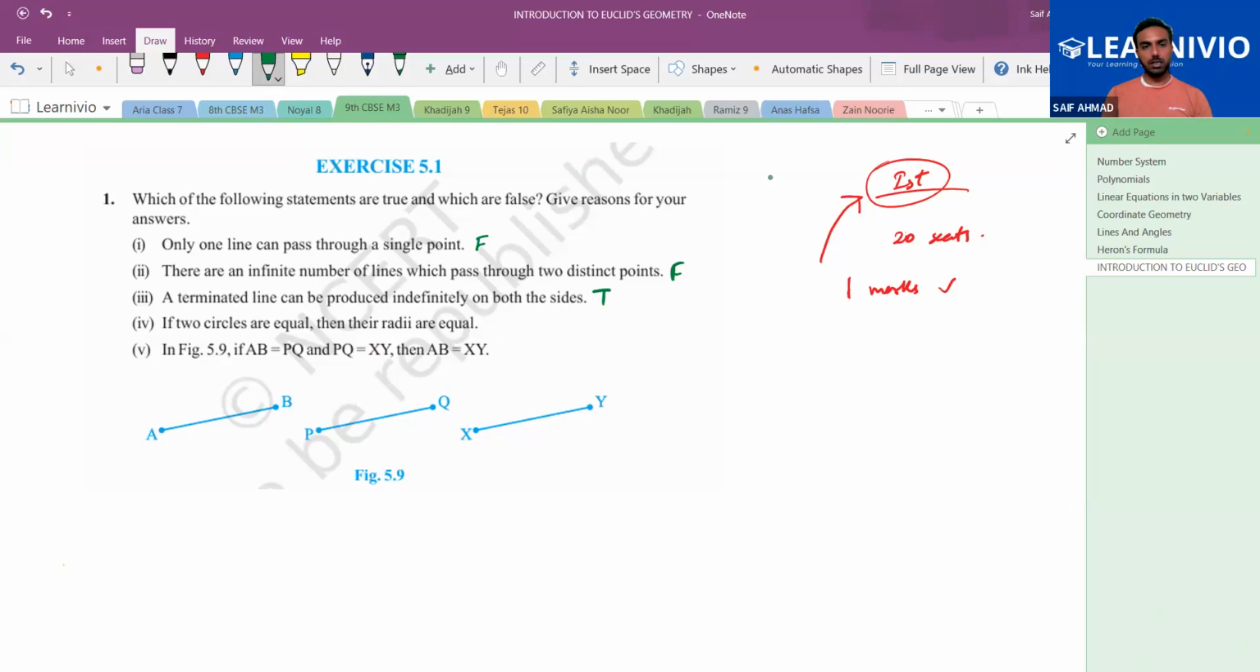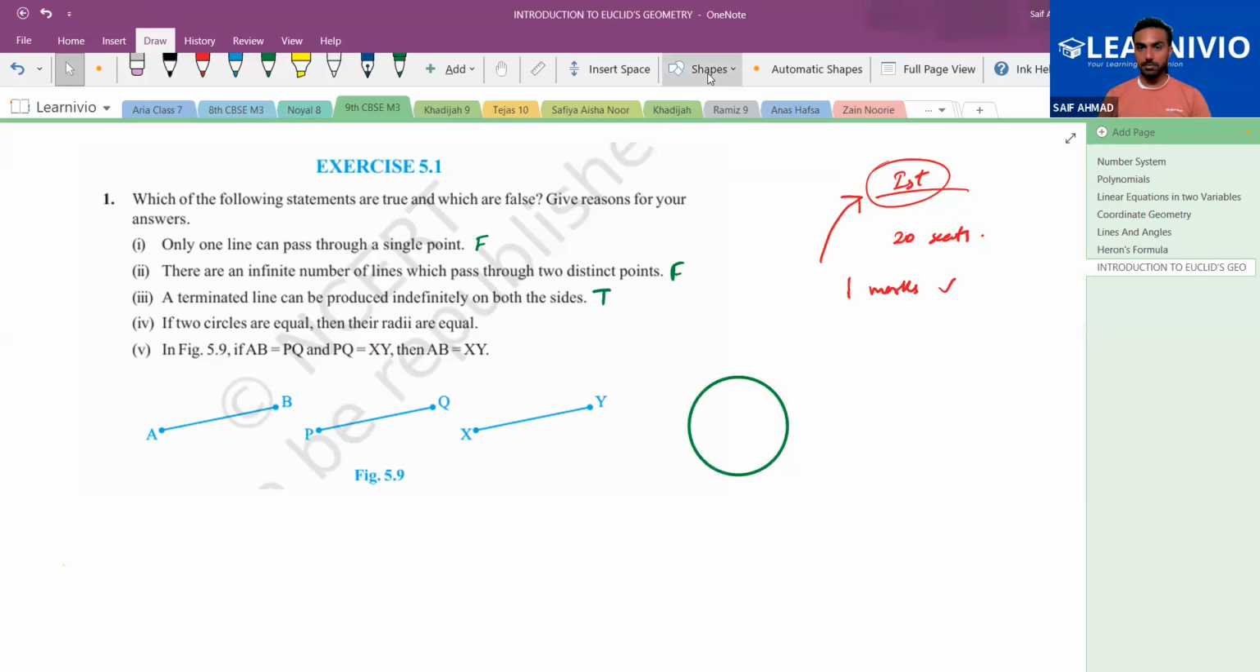Okay, if two circles are equal, then the radii are equal. Tell me, Isfan. So is it false? I'm not sure, but I guess it's false. Why not sure? I have told you: if we superimpose the region bounded by one circle onto another, they will coincide. So their radii will be equal. Okay, sir. Then true.